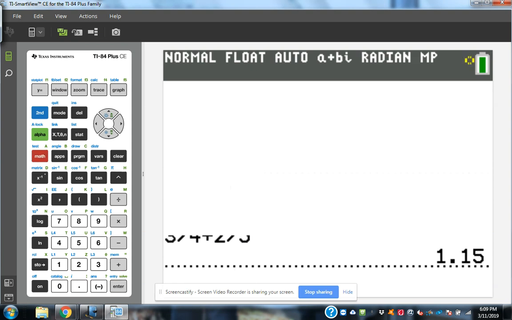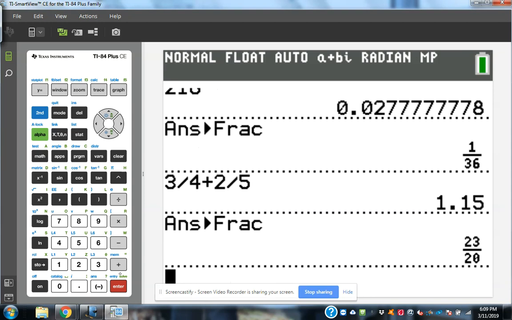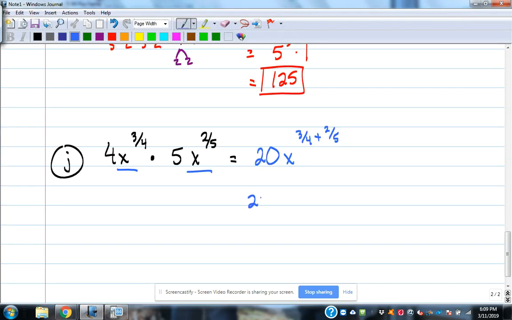Enter, and then I'm gonna hit math, enter. 23/20. So that'd be 20x to the 23/20, and that's the simplified version of that particular problem. So we can use a calculator to help us add those fractions up.